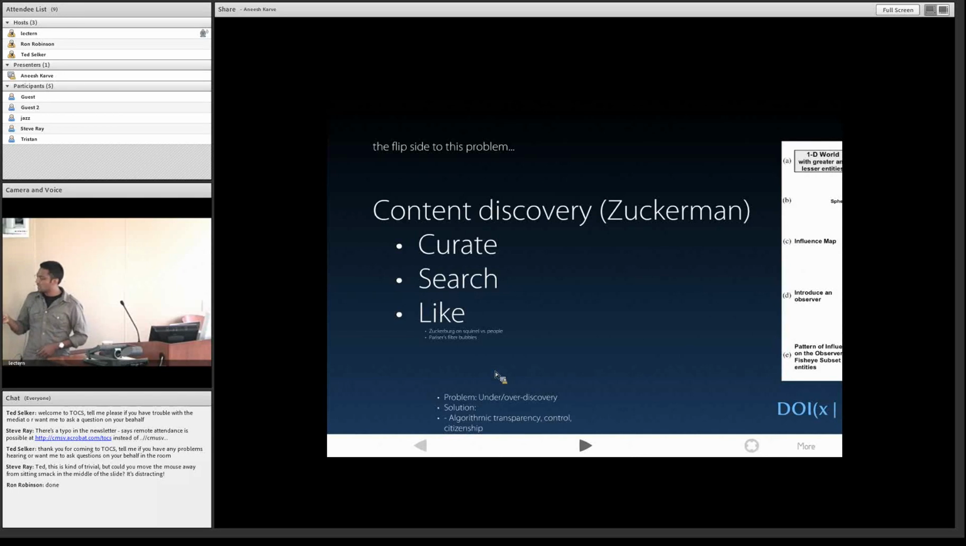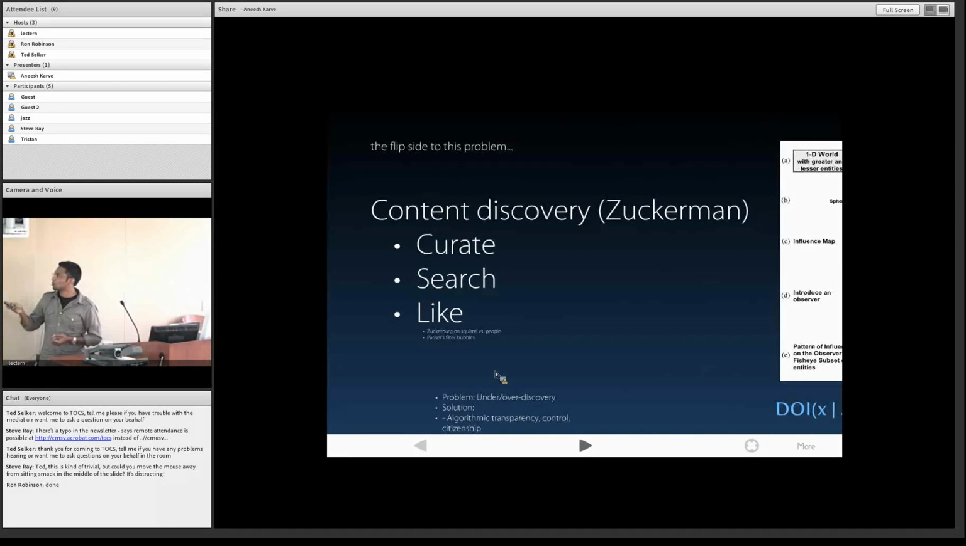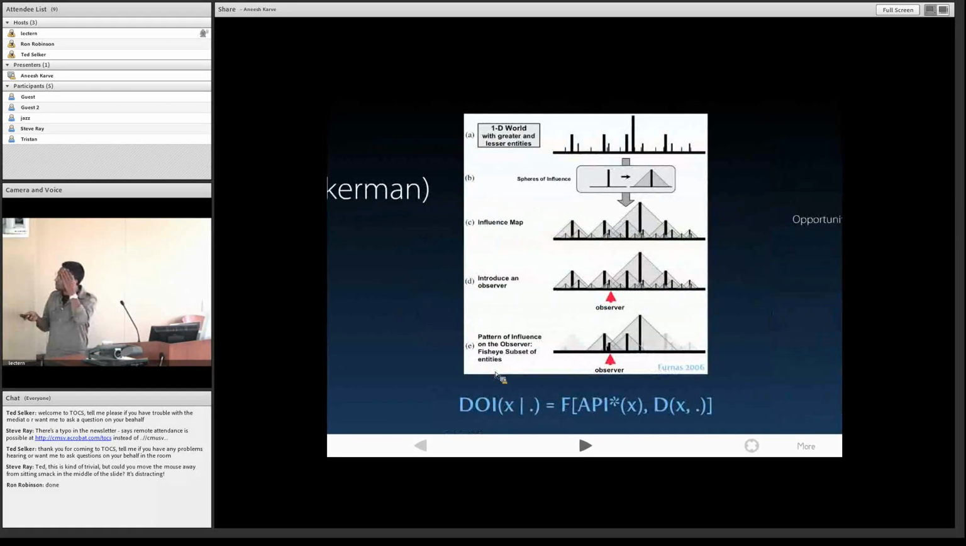So we can think about curation as the assignment of an a priori importance to an element in the world. Search is, in some sense, your focus. And like is the assignment of an a posteriori importance to an element of the world. And so what we get is the sphere of influences model.